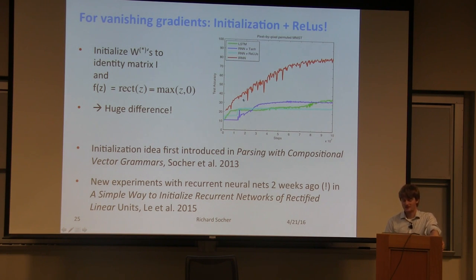And they show that the combination of these two ideas will get much higher test accuracy, and you can train the recurrent neural network to higher accuracies.